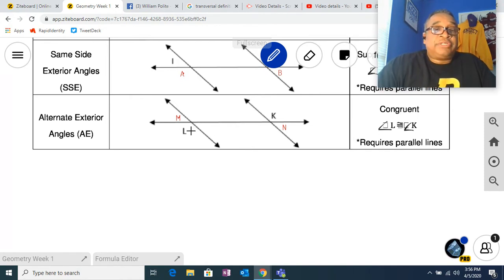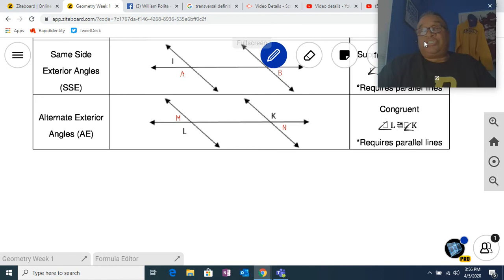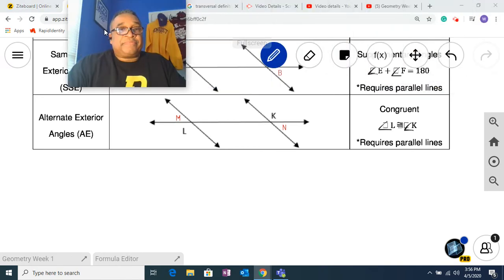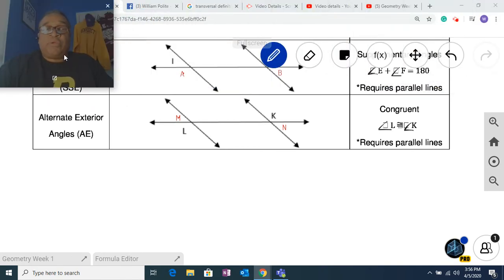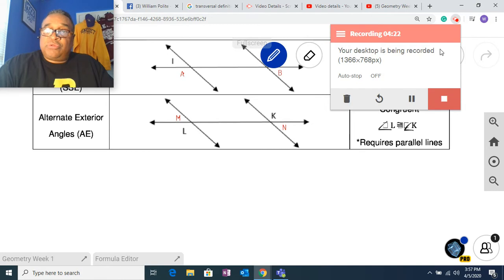And then alternate exterior angles. They are exterior, and they're alternate because L is on the bottom, K is on the top of the line. M and N, they're exterior, they're on the outside, and M is on the top, N is on the bottom. That's alternate exterior angles. Now we're going to jump into how we apply some of these definitions, but take time to know those definitions.